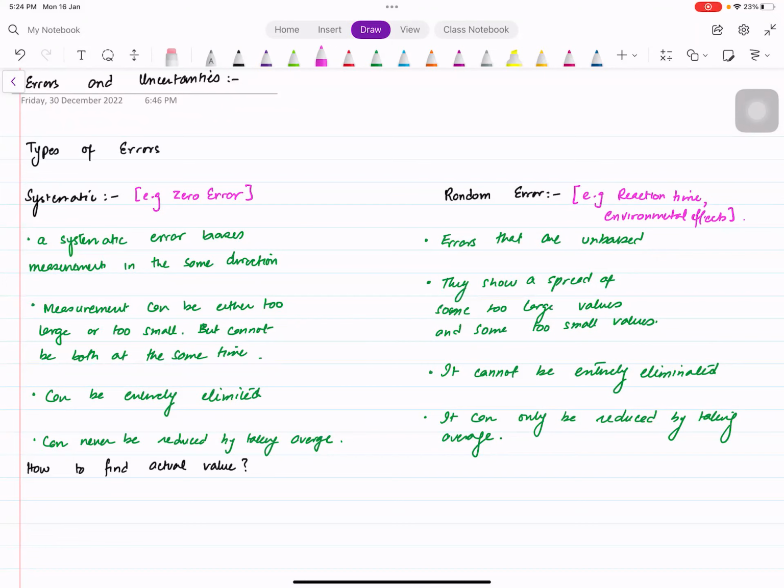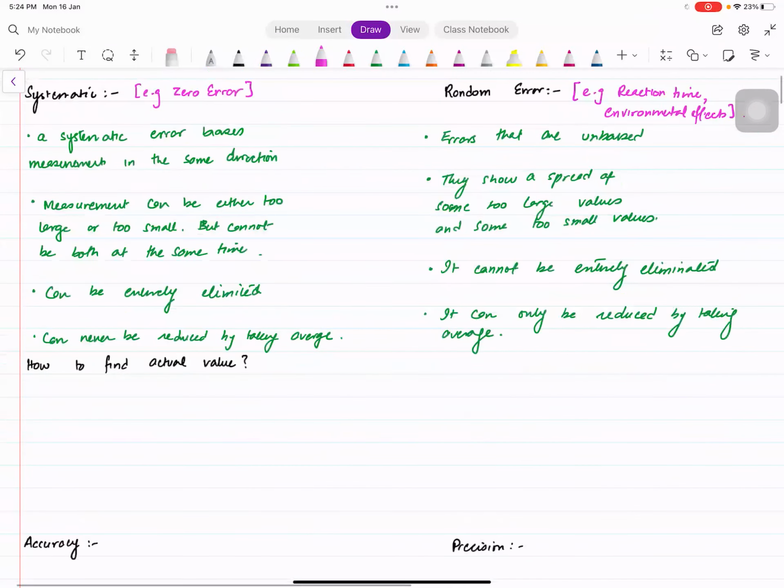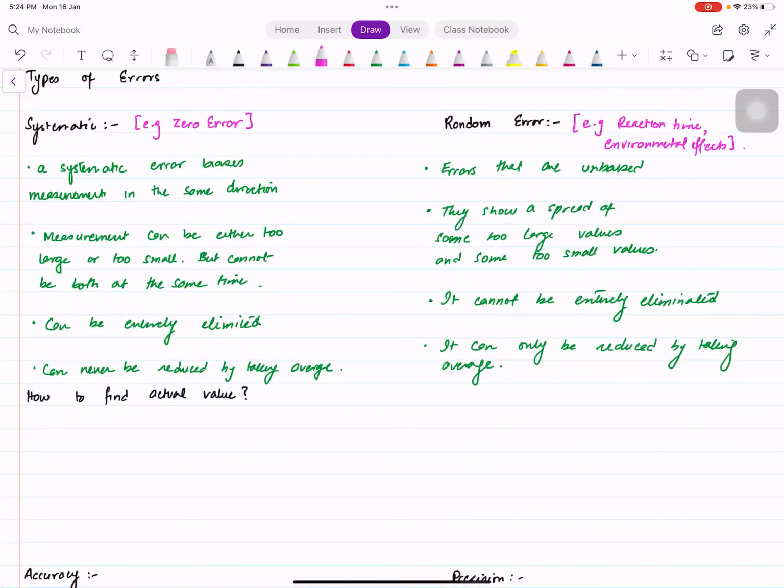Now, you can always find the actual value when you're doing systematic ones. And that is by using this formula all the time: actual value should be equal to the measurement that you've taken minus the error. Now, this is the main formula. But now error can obviously be negative or positive. That depends on what kind of error you're looking at.